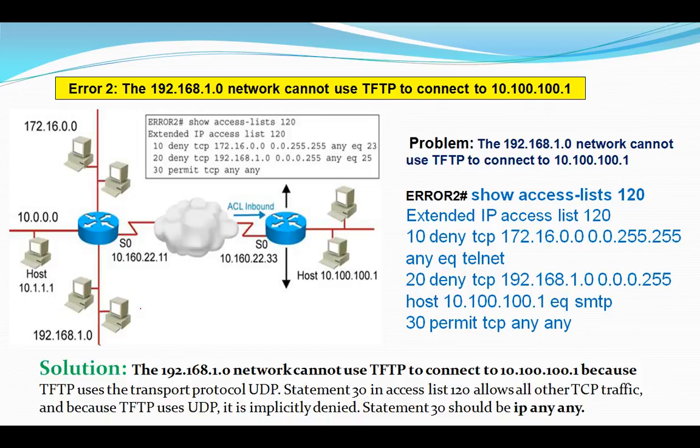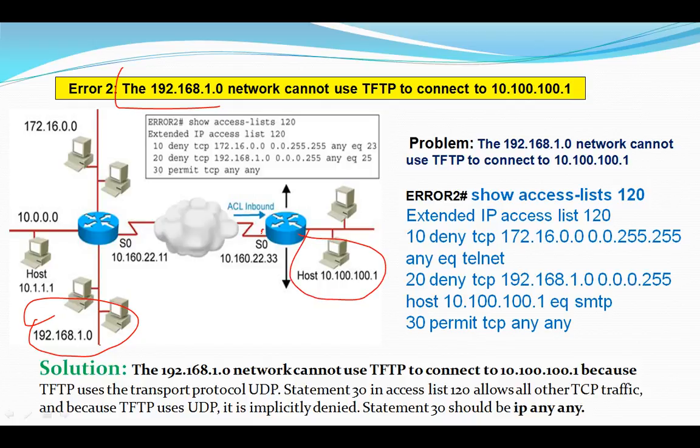So I've taken around 7 errors in this video. The error now is that the 192.168.1.0 network cannot use TFTP to connect to 10.100.100.1. So I have one network here, 192.168.1.0, and this network is not able to use TFTP here.